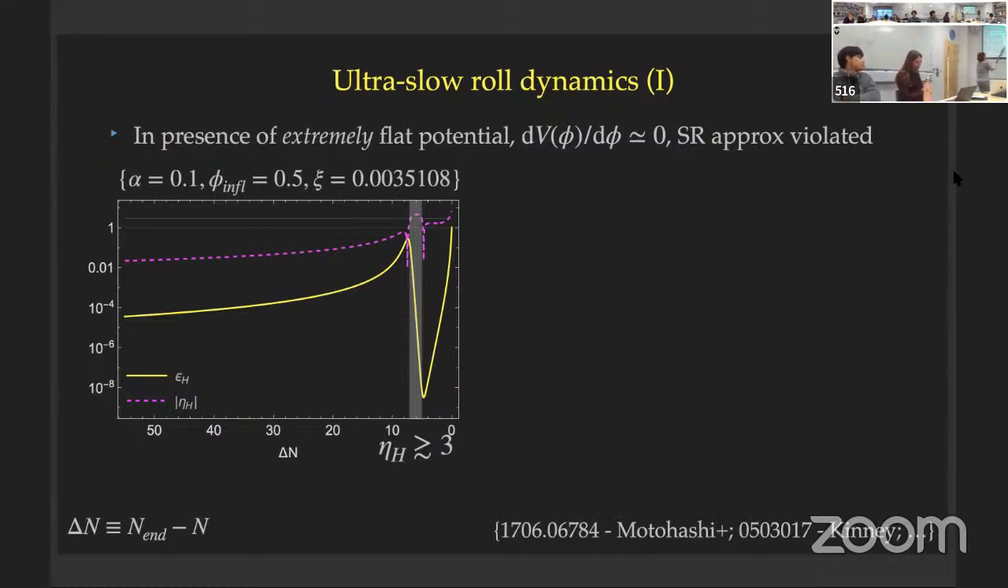And then this happens around the inflection point, and then when the inflaton escapes the inflection point, it just rolls towards the minimum and inflation ends. And you see inflation ends when epsilon H reaches 1.